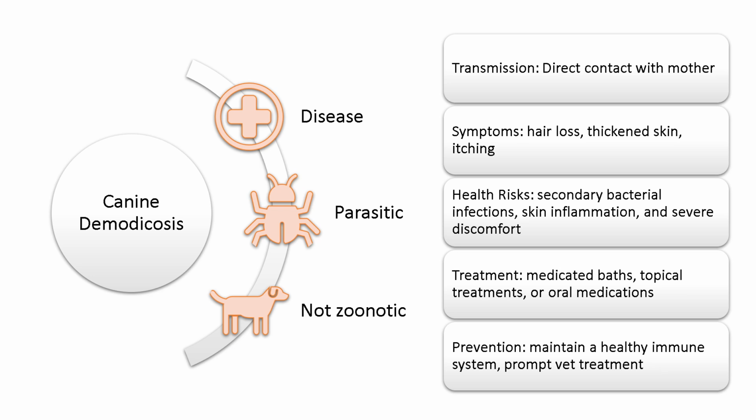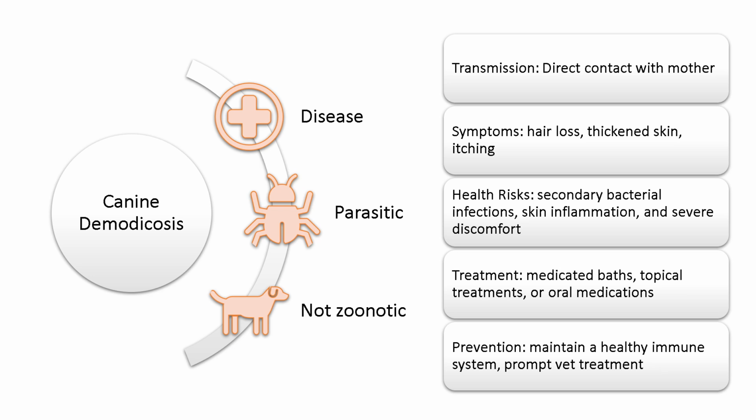Symptoms include hair loss, especially around the eyes, mouth and legs, along with red scaly skin. In severe cases, the skin may become thickened, swollen and infected with additional symptoms like itchiness and discomfort. While not usually life-threatening, untreated demodicosis can lead to secondary bacterial infections, skin inflammation and severe discomfort, particularly if it progresses to a generalized form. Treatment often includes medicated shampoos, topical treatment or oral medications to reduce mite populations and support immune health.